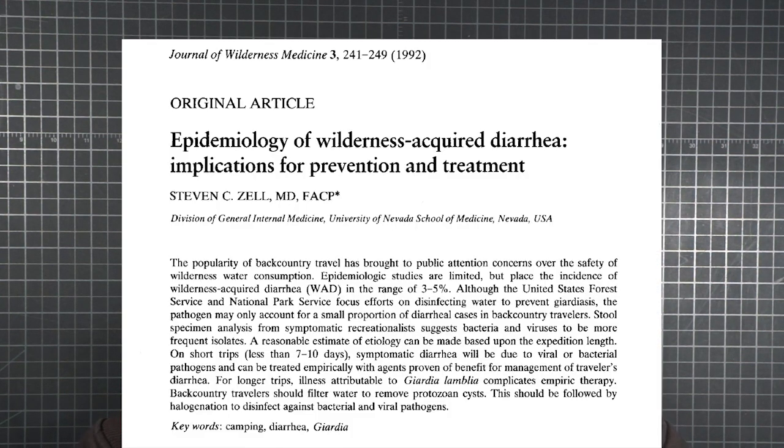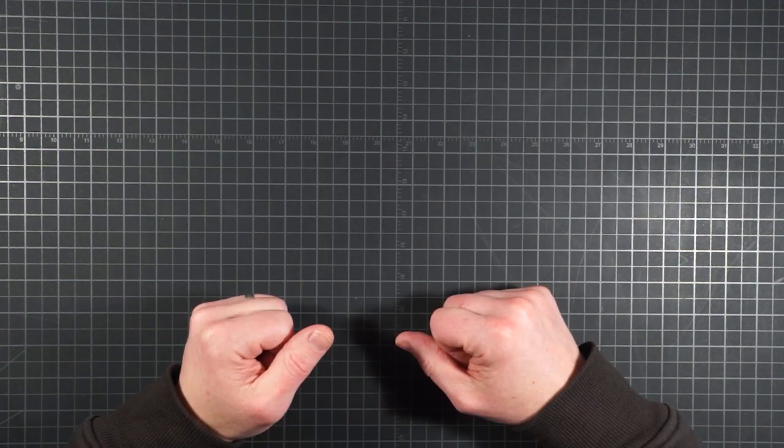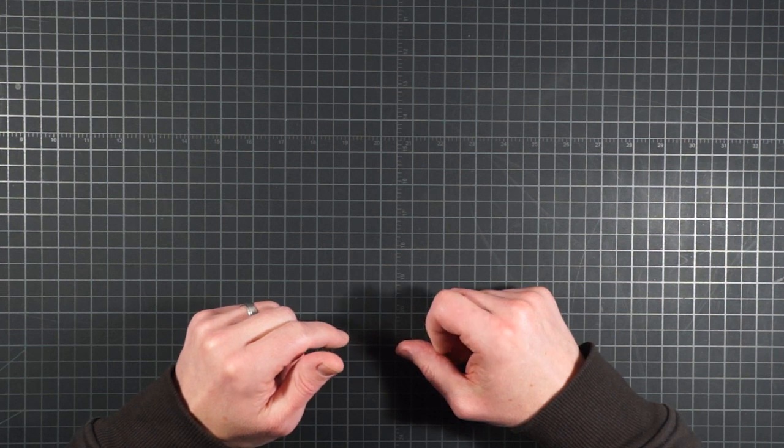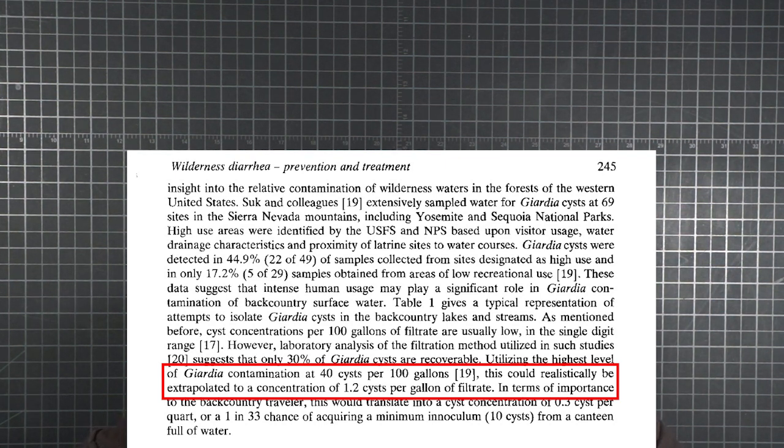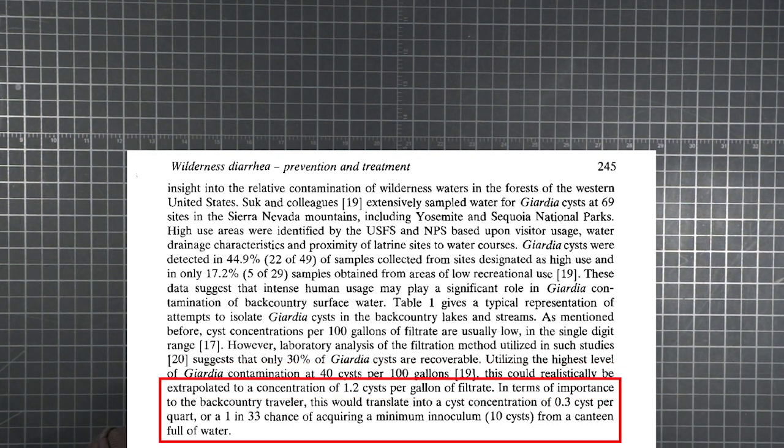So for perspective on how this actually affects your chances, we go back to the study on prevention and treatment of wilderness-acquired diarrhea. As noted previously, the study found that Giardia concentrations were usually low. The authors calculated the probability of getting that minimum infective dose of 10 from a contamination of just 40 cysts per 100 gallons. They extrapolate that to a concentration of 1.2 cysts per gallon, and they get there because the filtration method used in the study was known to only capture about 30% of the Giardia present. So in terms of importance to the backcountry traveler, this would translate into a cyst concentration of 0.3 cysts per quart, or a 1 in 33 chance of acquiring a minimum inoculum from a canteen full of water.